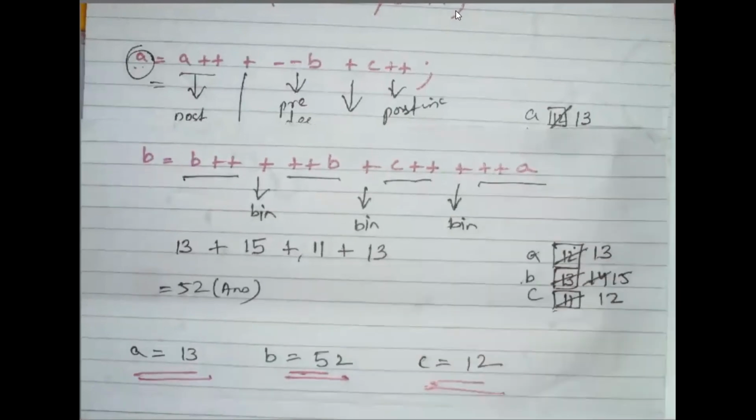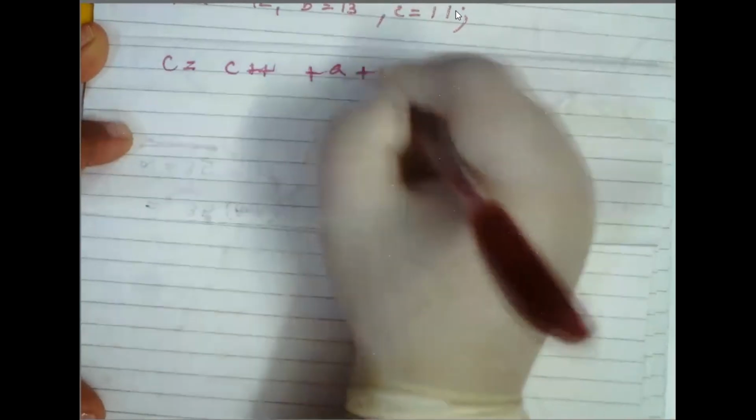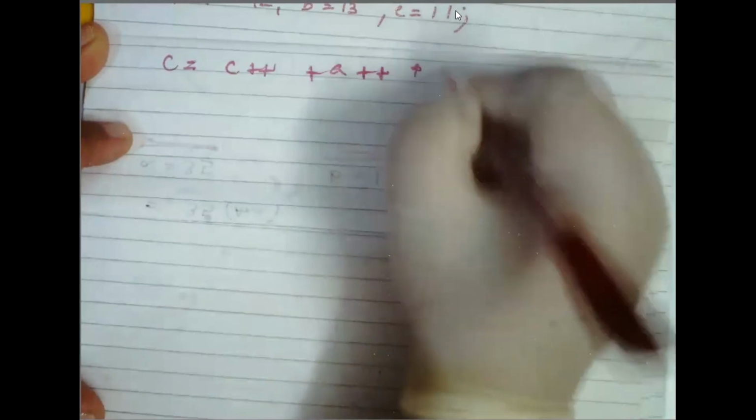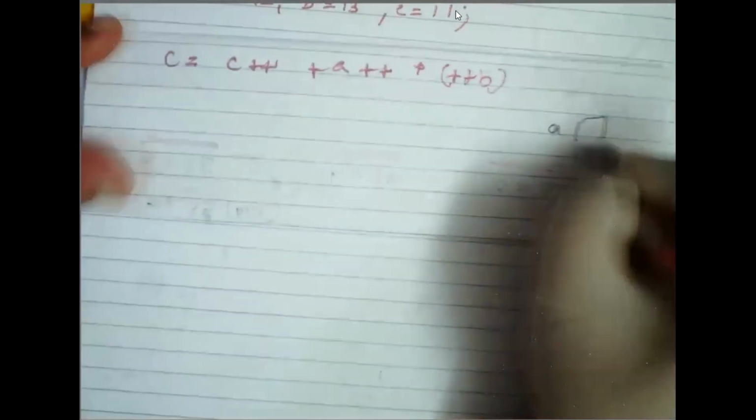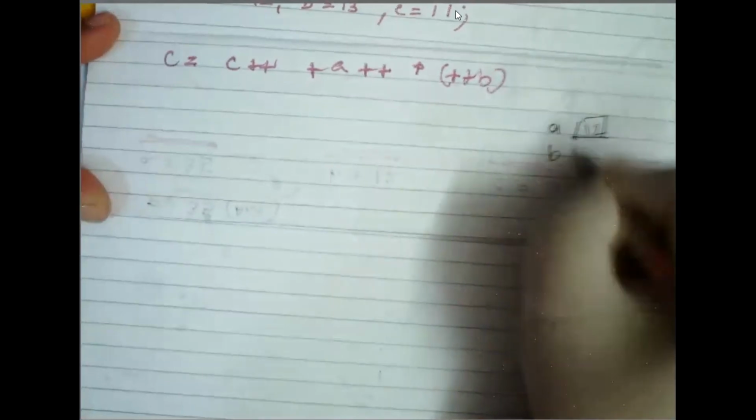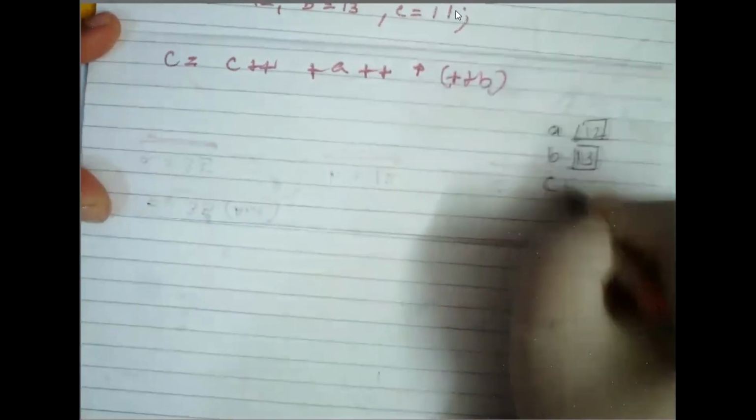Now we'll do the last question, which is the same type of question. Now this will be assigned to C, an example of a value assigned to C. C = C++ + A++ * ++B. So I'll solve this question. Again, I'll take a box: A's value is 12, B's value is 13 and C's value is 11.